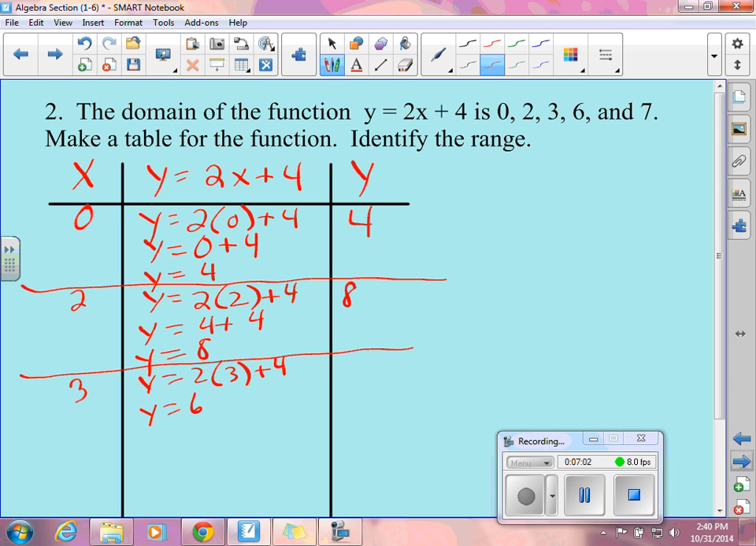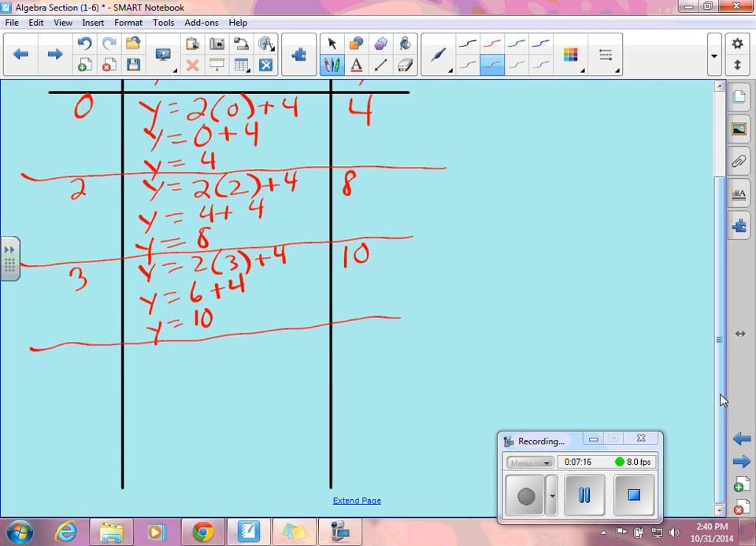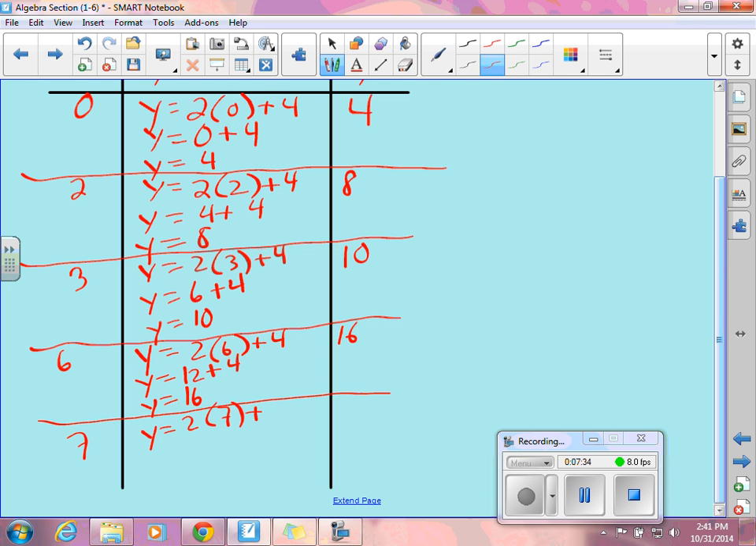Notice that my domain, it actually skipped. So that's why I'm skipping. You'll notice my domain up here. I'm going to skip to 6. Y equals 2 times 6 plus 4. Y equals 12 plus 4. Y equals 16. And finally, I'm going to plug in my 7s. 7, y equals 2 times 7 plus 4. Y equals 14 plus 4. Y equals 18. And then it asks me to identify the range.